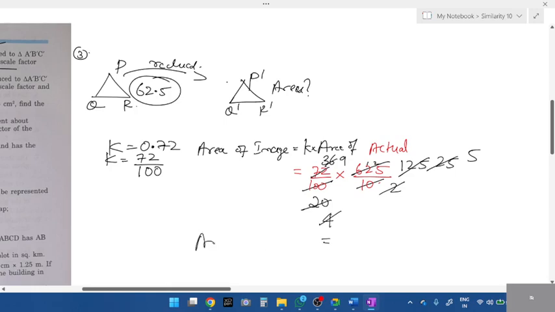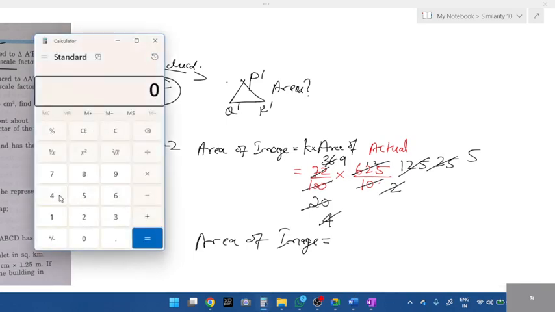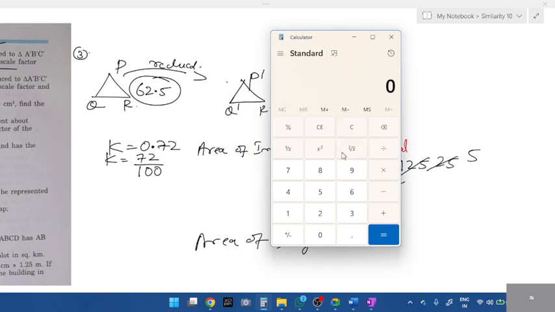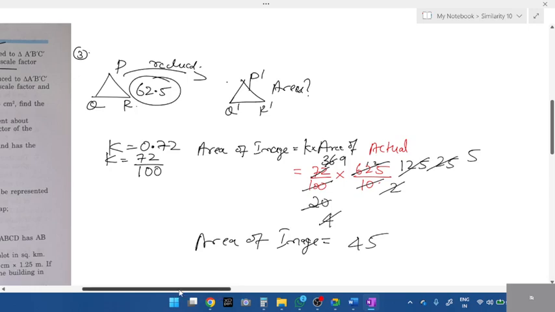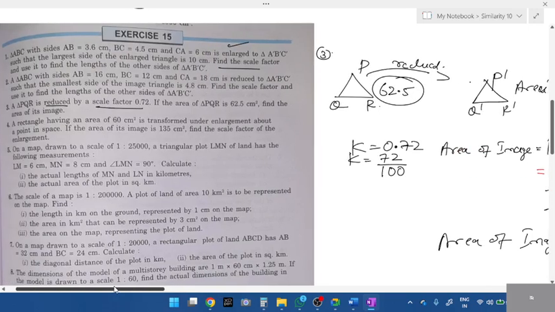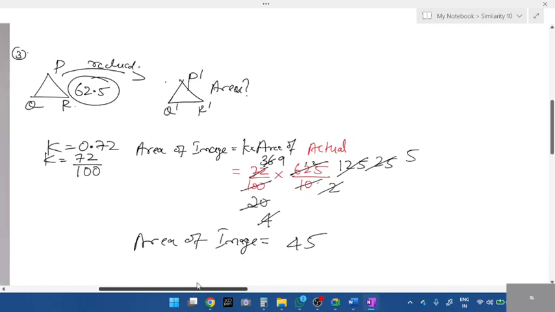What's the answer, students? 45? Hmm. 45 is the answer. 45 centimeter or centimeter square? What is given? Centimeter square.